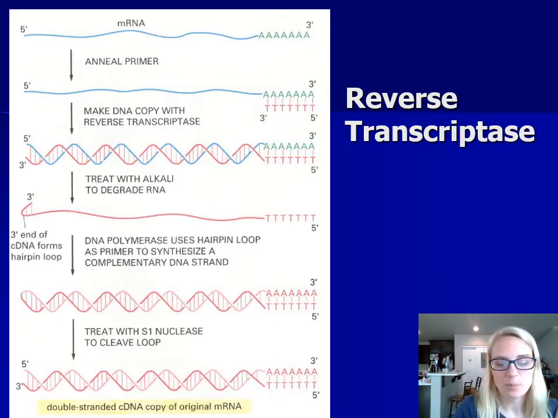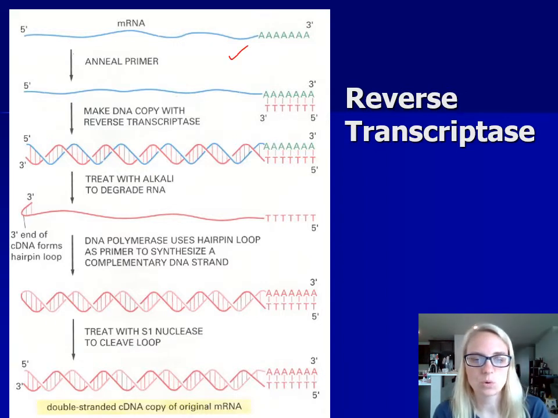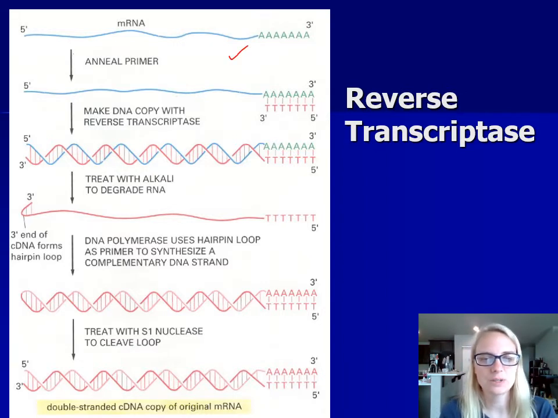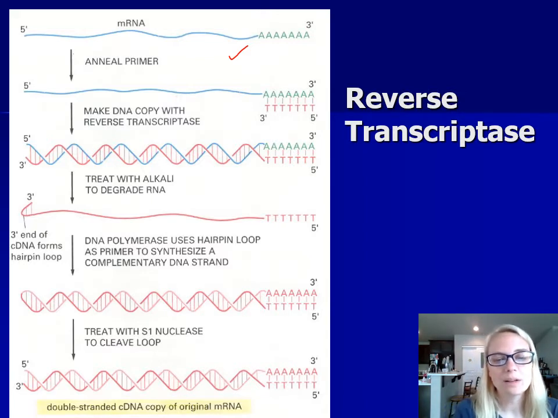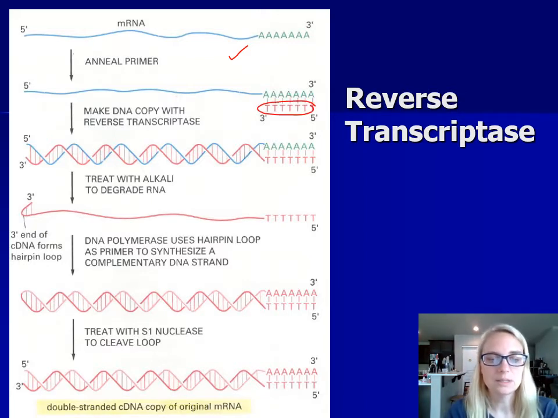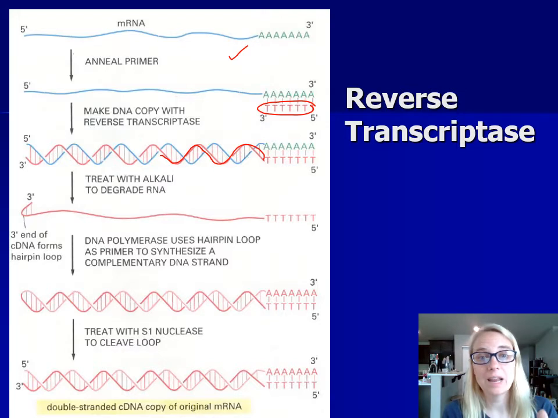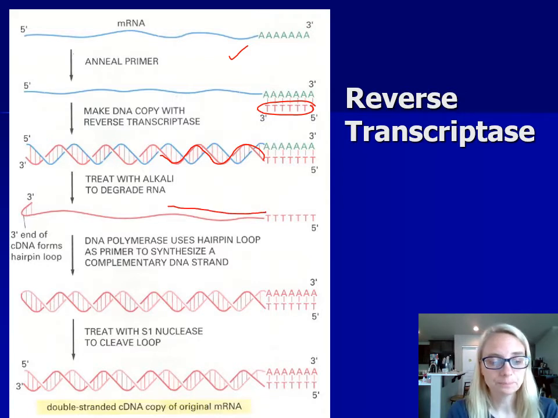So this is kind of what happens. You start with your mRNA, and this is just a picture from another source. It's got a little bit of extra details on it, but you start with the mRNA, you add a little primer to it, that's these T's here, and then the reverse transcriptase makes a DNA copy, so that's the red, right? So this is the DNA version reading off of the RNA version, so that's the reverse transcriptase piece. So now we have a half of a DNA.